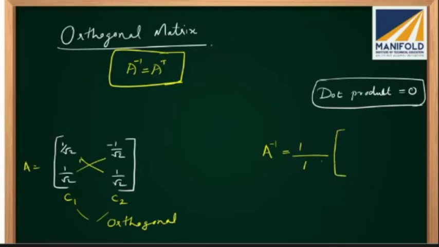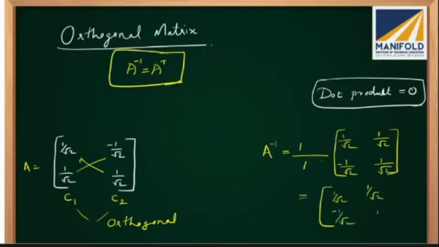And how do you put the adjoint matrix? Interchange the diagonal elements. Here the diagonal elements are the same, so I can write 1 by root 2, 1 by root 2 itself. Now you put the opposite sign for the other elements. So this is minus 1 by root 2, and I need to put minus 1 by root 2 on the other side. So A inverse is nothing but 1 by root 2, 1 by root 2, minus 1 by root 2, and 1 by root 2.